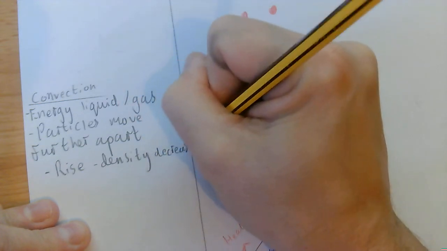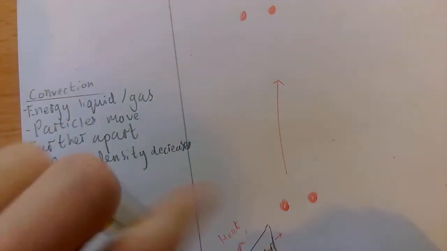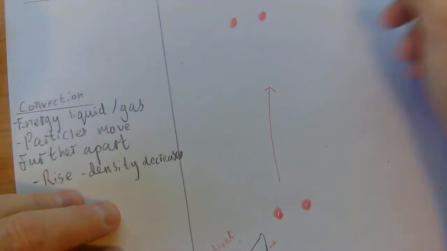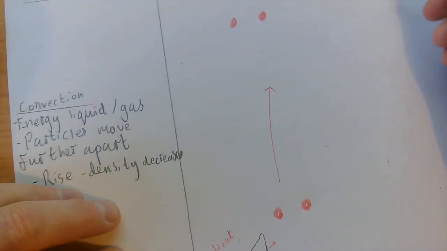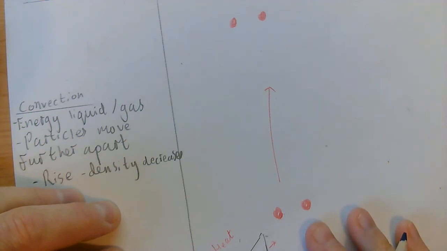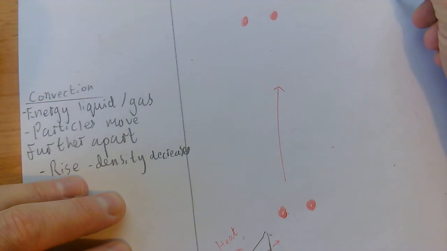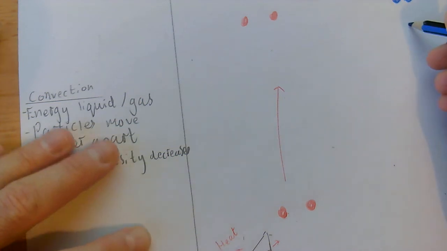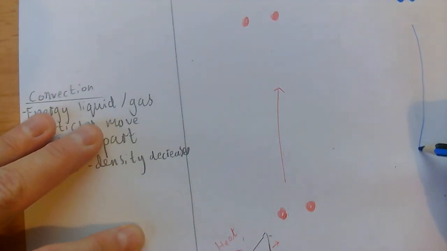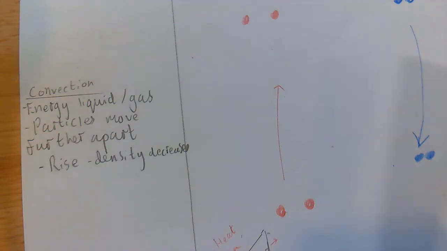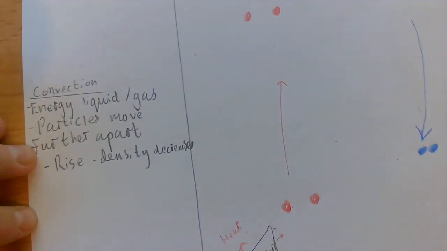Okay, now what we get at the top, you can imagine it's going to be colder up there than it is at the bottom of the room. So what happens is the particles, as they cool, they come closer together. Because they come closer together, they fall. So they fall like so.